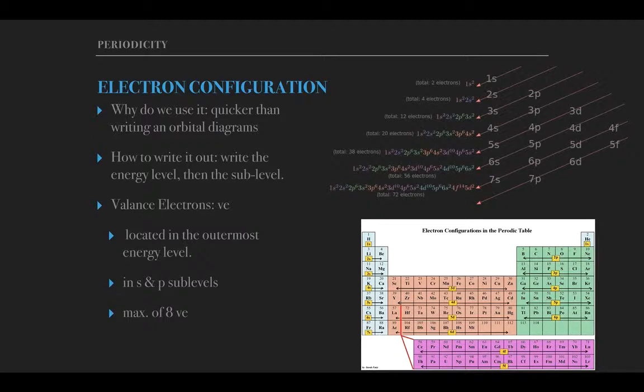Valence electrons are found in the outermost energy level, with the sublevels S and P only. This equals a maximum of 8 valence electrons. The S sublevel has a max of 2 valence electrons, and the P has a max of 6. Adding those two together gives us our 8 valence electrons.